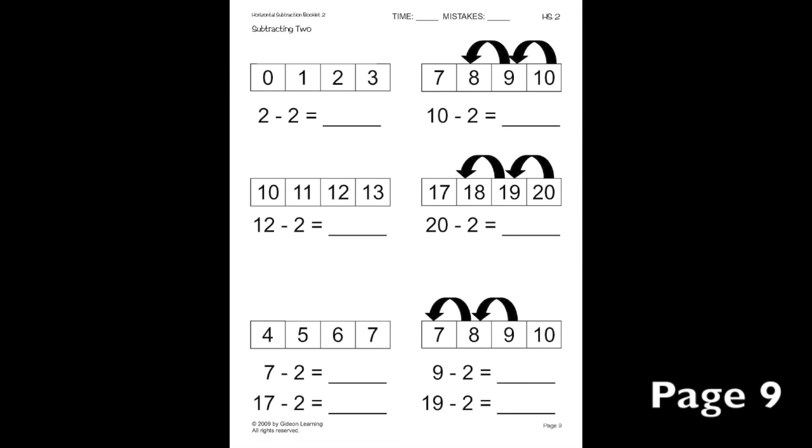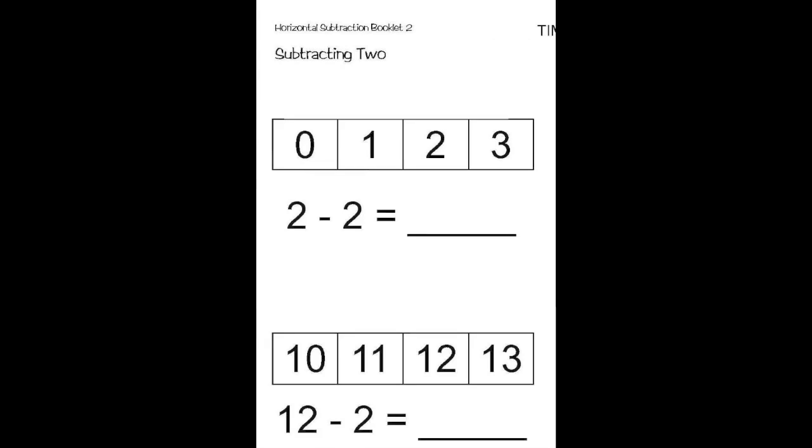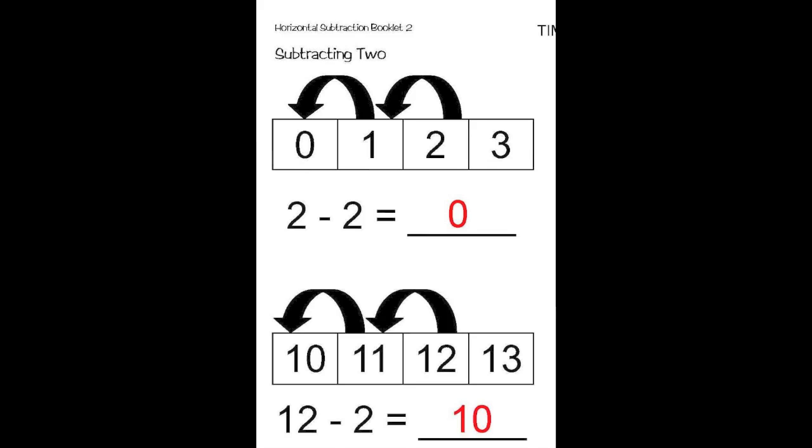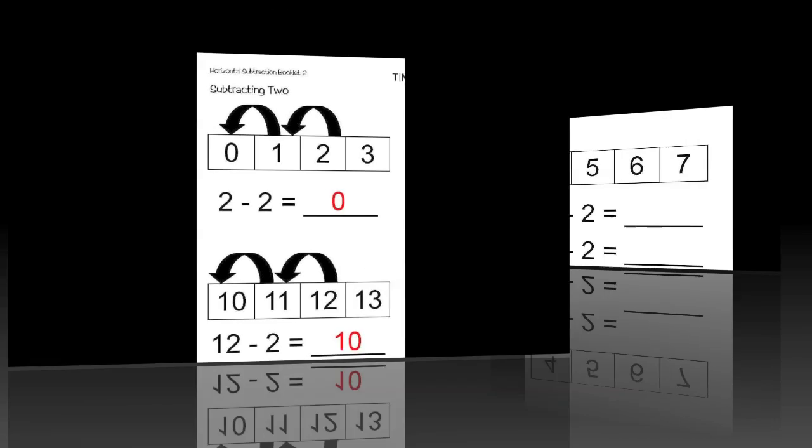So now let's practice subtracting with double-digit numbers on page 9. First we have 2 minus 2, which equals 0. Beneath that, we have 12 minus 2. Well, notice that 12 is 10 more than 2. So 12 minus 2 is 10 more than 2 minus 2. So 12 minus 2 equals 10, which is 10 more than 0.